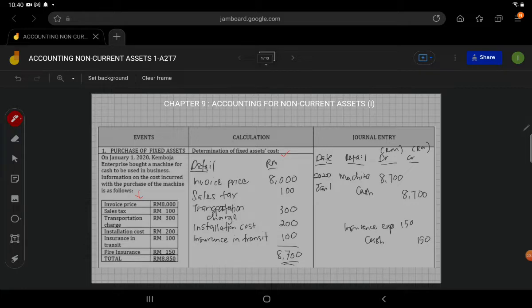Here you have to identify the cost, either capital expenditure or revenue expenditure. So the cost involved for Cambodia Enterprise, the fixed asset cost is 8,700. This is the capital expenditure.